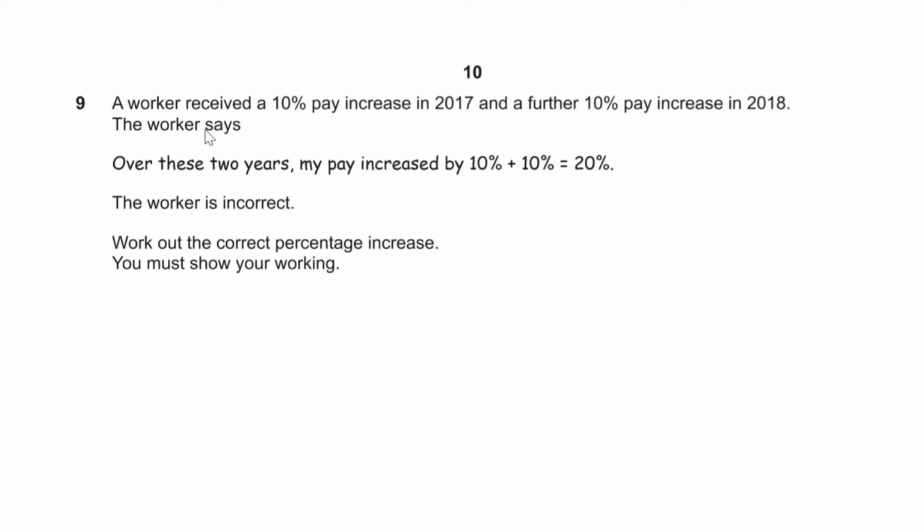Question number 9. A worker received a 10% pay increase in 2017 and a further 10% pay increase in 2018. The worker says, over these 2 years, my pay increased by 10% plus another 10%, which is 20%. The worker is incorrect. We have to work out the correct percentage increase. You must show your working.